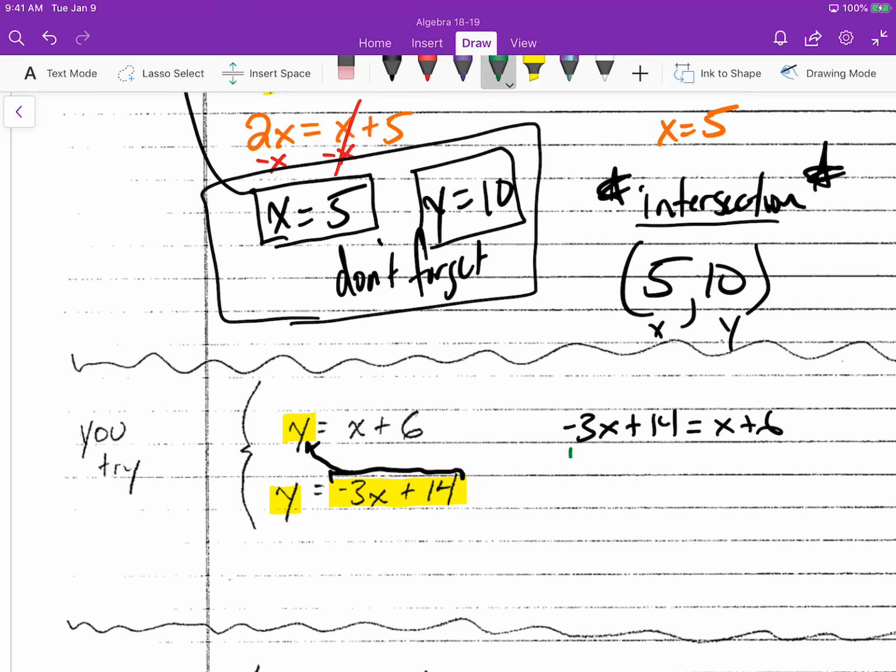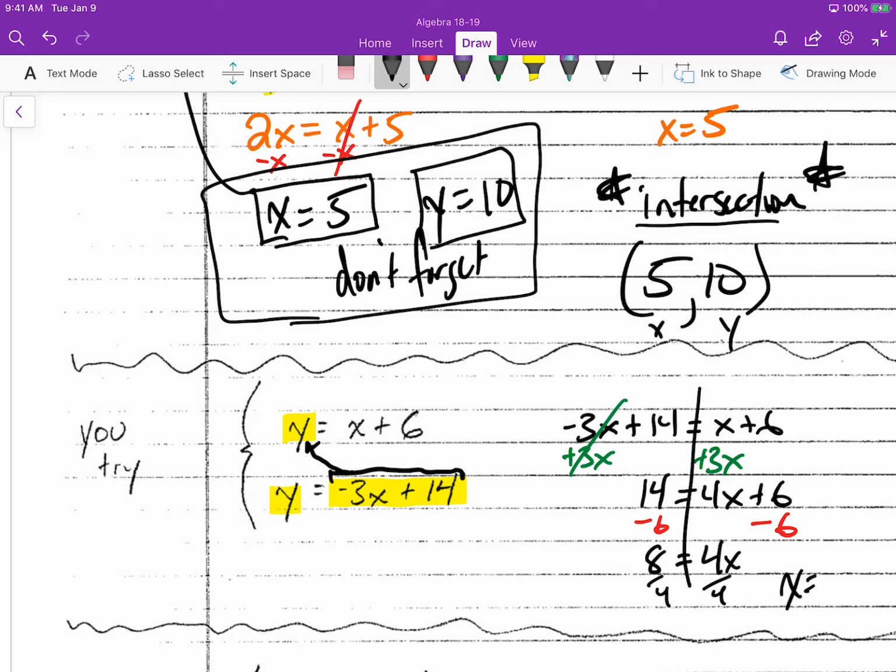The clever move here would be to add 3x to both sides to cancel that one out, because negative 3x is technically smaller, and that would leave me with 14 equals 4x plus 6. Minus 6 from both sides, and I get 8 equals 4x. You can probably already see the answer. Divide by 4, divide by 4. X equals 2.